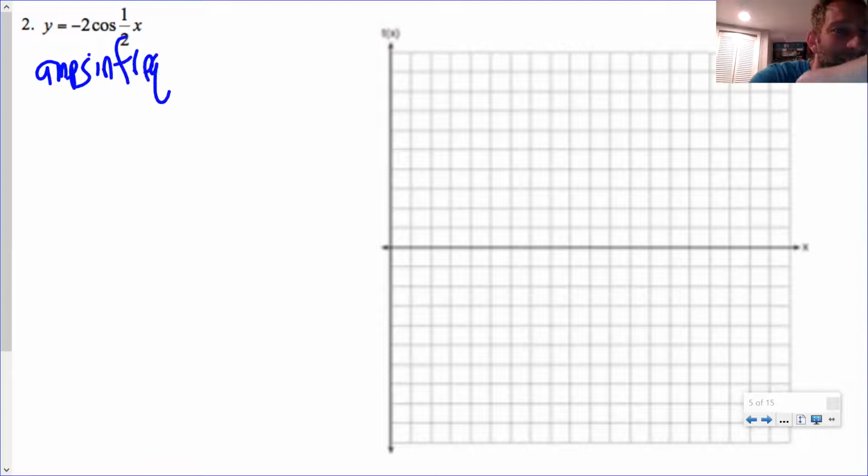All right, so we've got amp, sine, freq, x, shift. Amp, sine, freq, x, shift. It's a great song, isn't it? Amp is what's in front of the sine or cosine.